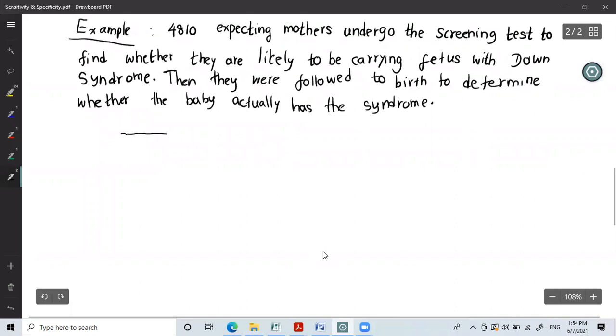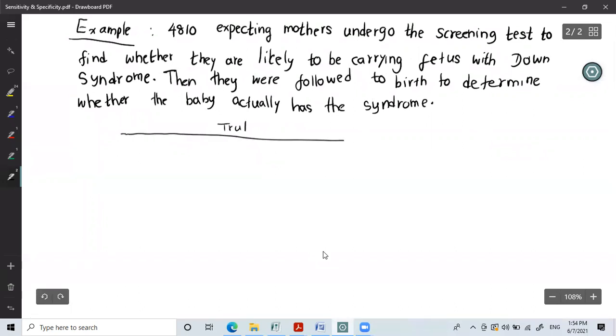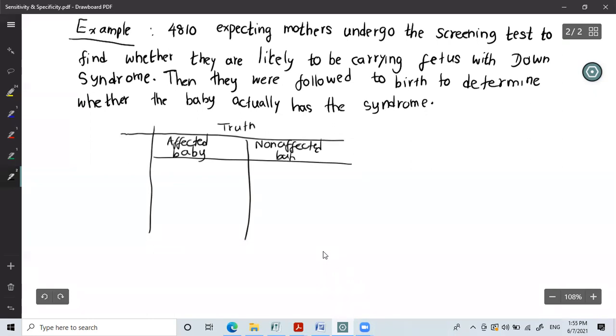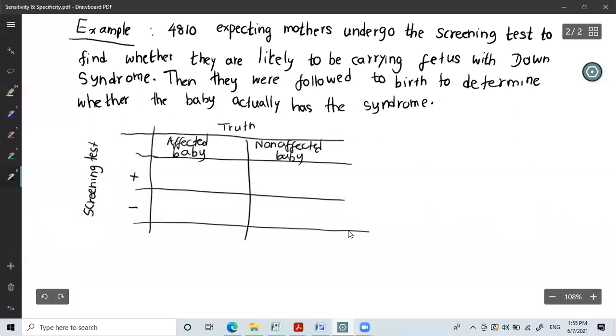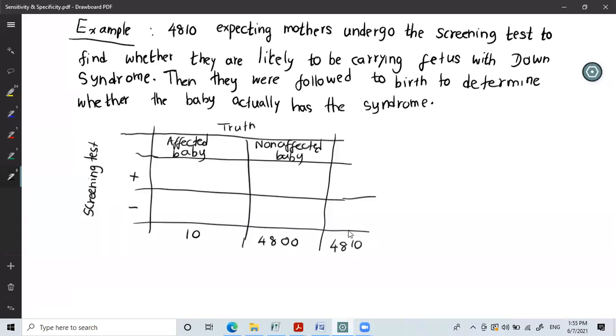Let's try to draw it nicely. So here's the truth. After they gave birth, we can record affected baby or non-affected. And then the rows are the screening test, whether the test gave positive or negative, right? So here are the numbers. We have a total of how many? 4,810. Out of them, only 10 babies had the syndrome. All the other 4,800 were healthy babies. And these are the test results.